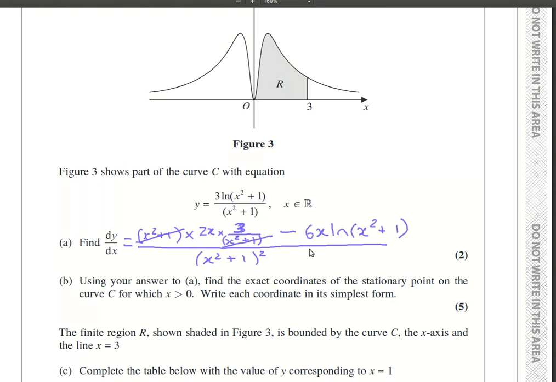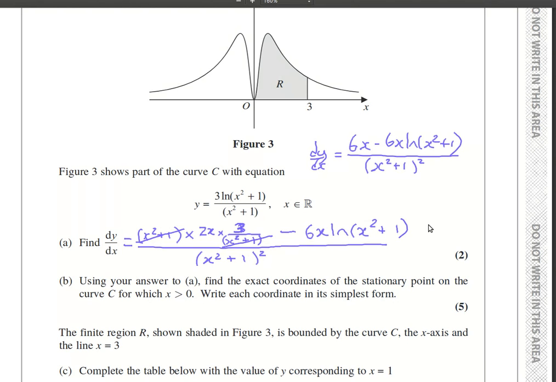Now it looks really ugly the way we've written it down there, so let's actually tidy that up a bit. I'm going to put it just up here. We're going to have dy by dx equals 6x minus 6x ln(x squared plus 1) all over (x squared plus 1) all squared. And we're done. You could actually factorise the top as well, and that's exactly what we're going to need to do in part B. So let's actually look at part B.